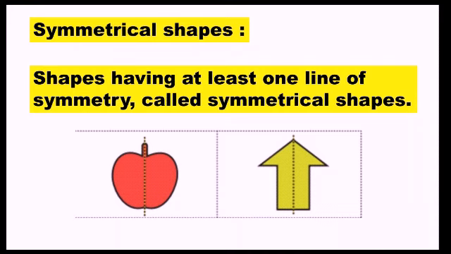So it's a symmetrical shape. You have to find at least one line of symmetry in the shape, then the shape will be called a symmetrical shape. So symmetrical shapes means shapes having at least one line of symmetry. If you find more than one line of symmetry, then also it will be a symmetrical shape. But you have to find at least one.